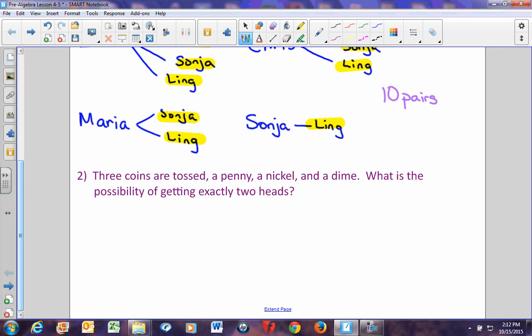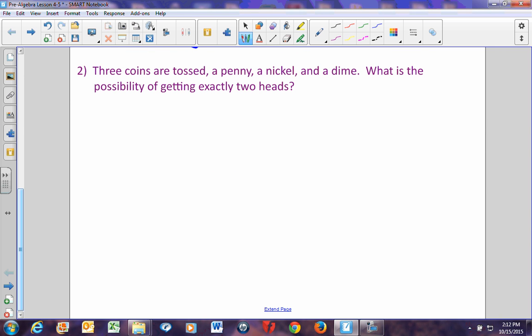Well, let's take a look at this. I am going to draw what some people refer to as a tree diagram. It looks like it's called a tree diagram because it kind of branches out. We have 3 coins. We have our penny, we have our nickel, and we have our dime.